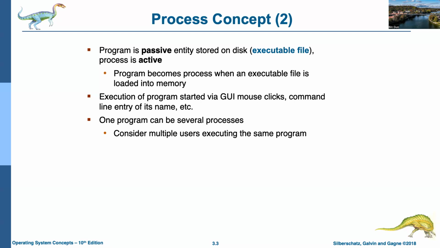One program can have several processes. Consider multiple users executing the same program. For example, our browser may have several processes. One process handles rendering the interface, and another process sends messages between the server and the client. That's all. One program may have several processes.